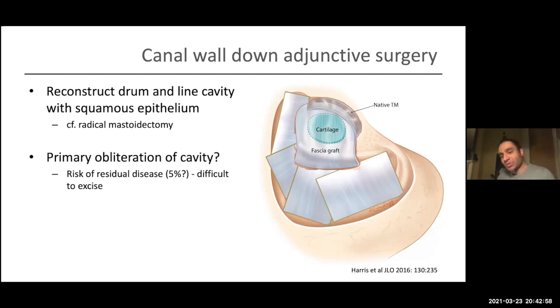The other approach that's increasingly being used is primary obliteration. So some people are actually taking bone pate and using that bone pate to fill up this mastoid cavity again, and that's becoming more and more popular. And I've started to do that with some of my cavities as well. The idea is that the risk of residual disease with that is actually very low. But the problem is, if you do get residual disease in this mass of bone that you've reconstructed, it can be difficult to excise that.